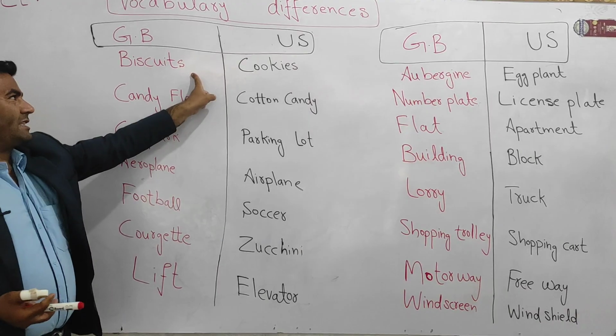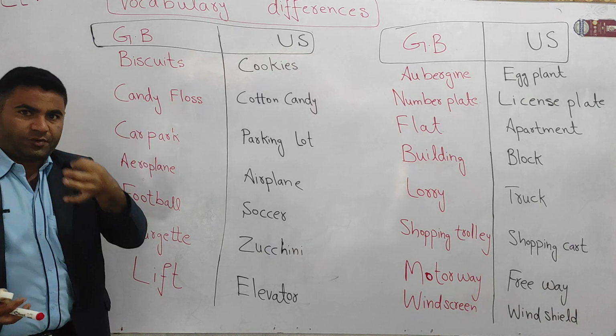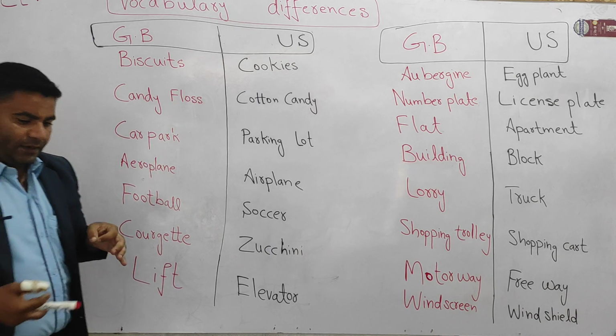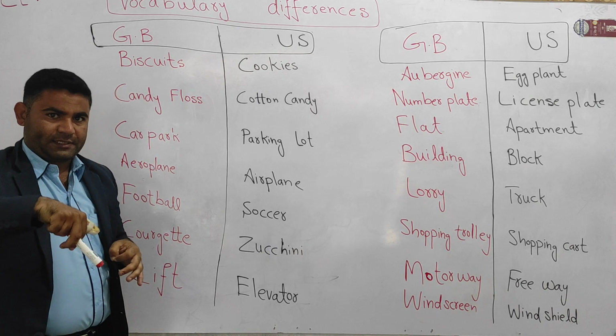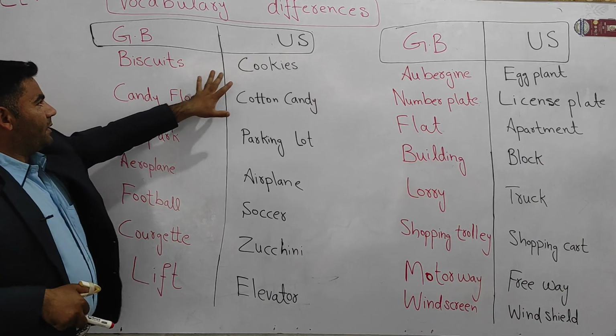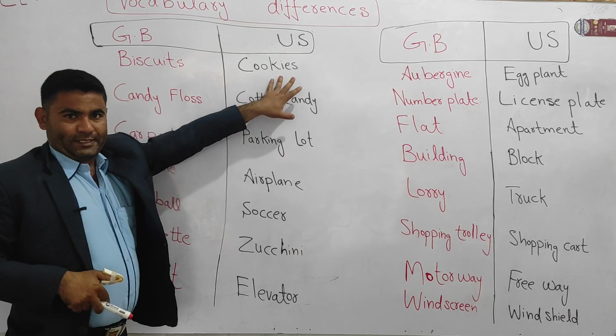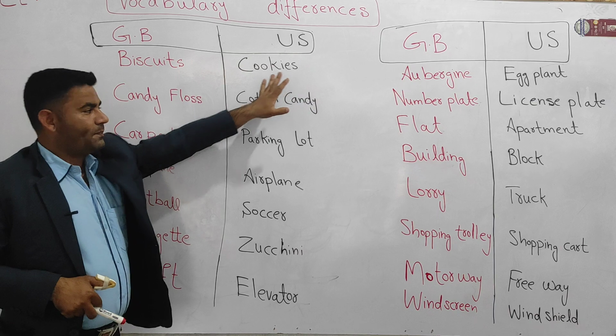Biscuits is a British word. Biscuits, you know, we eat, okay? Like, I love to dunk my biscuits. And Americans call them cookies, okay?